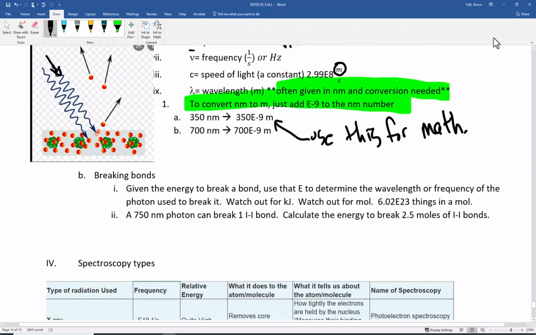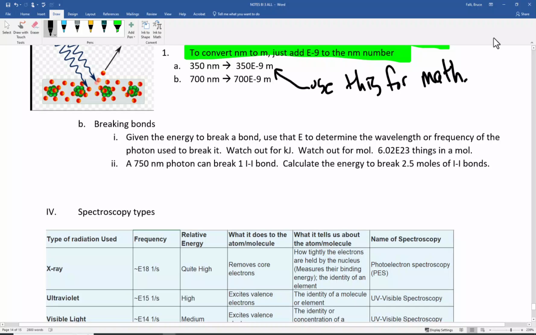Breaking bonds: given the energy to break a bond, we use the energy to determine the wavelength or the frequency of the photon used to break it. Watch out for kilojoules. You might think that something is 300 joules, or kilojoules, or whatever it is. Just watch out for it. Watch out for moles. Remember, there are 6.02 E23 things, usually bonds, in a mole. 750 nanometers can break one iodine to iodine bond. Calculate the energy to break 2.5 moles of iodine to iodine bonds. I would like to point out there is only one bond between iodine and iodine. Lewis dots, woo!